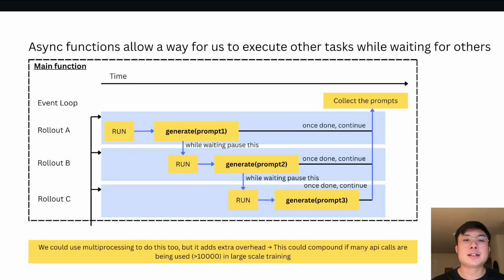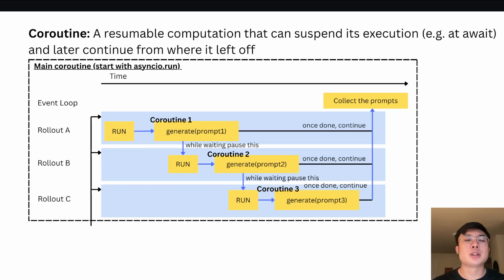The key idea is that when we are calling a function, we want to be able to pause it while we are waiting for it to call other functions as well. The way that we can do this is to specify coroutines. A coroutine is a resumable computation that can suspend its execution and later continue from where it left off. This is the first concept that we are covering in terms of asynchronous functions.